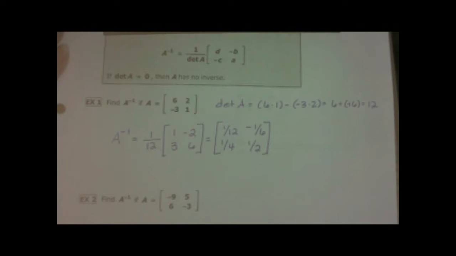All right, so let's try this again. So we have a new example. First thing we want to do is find the determinant of A.